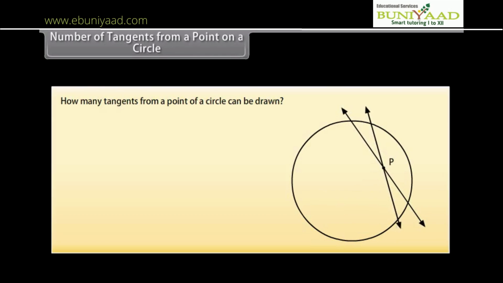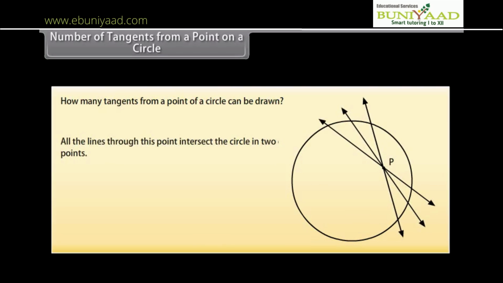Draw lines through this point. We will find that all the lines through this point intersect the circle in 2 points. That means it is not possible to draw any tangent to a circle through a point inside it.